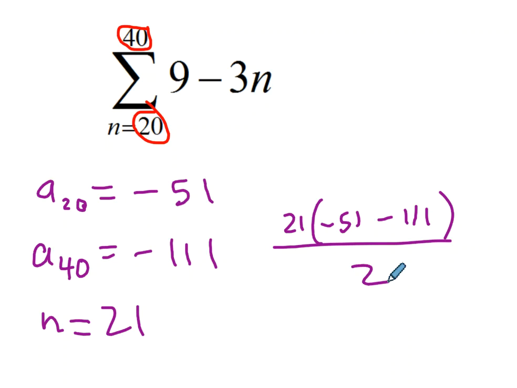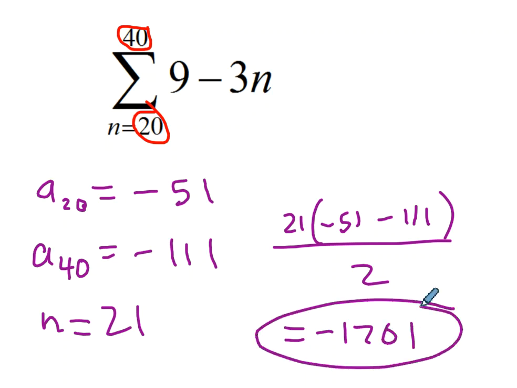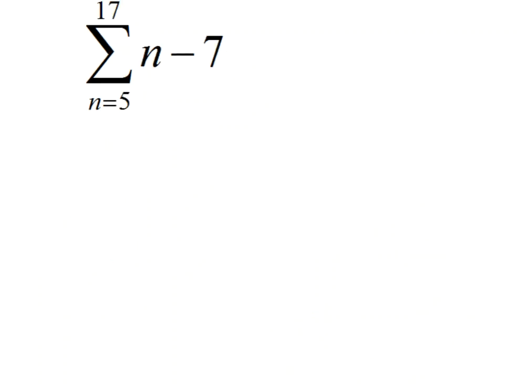Okay. So now I'm going to take my pieces and put them in my formula. Typed in correctly, it comes out as negative 1,701. Pretty good on these? Take a minute, pause the video, and try this one on your own.